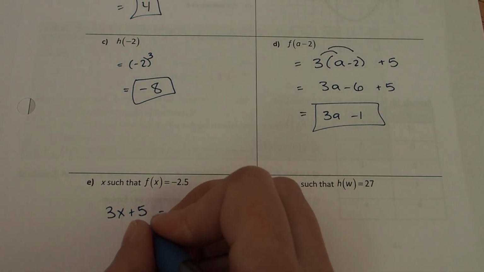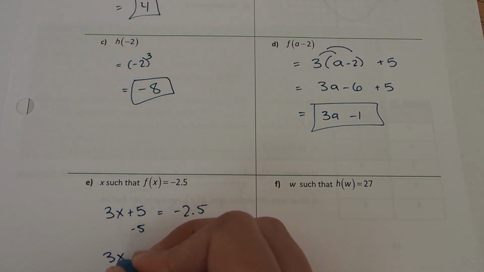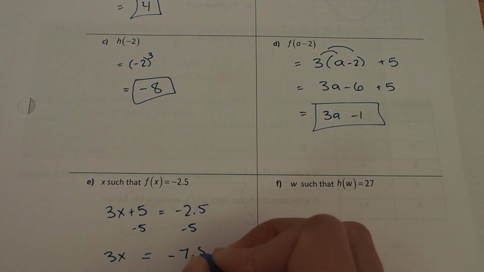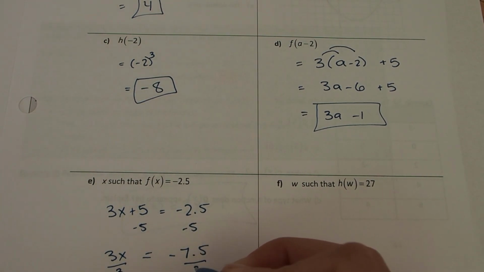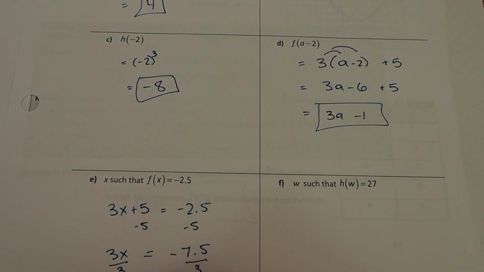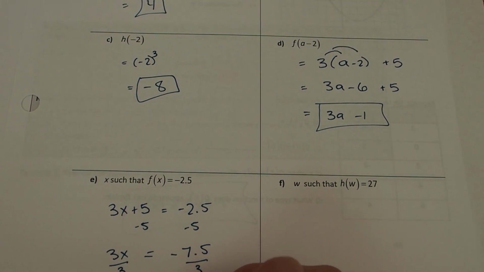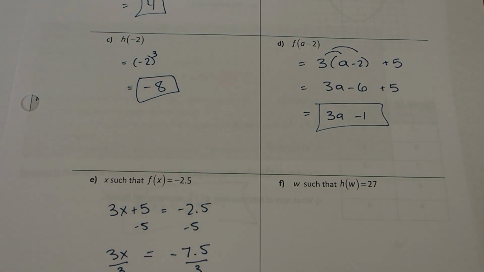So the first thing to do is subtract 5 from both sides. If I subtract 5 from both sides, then 3x is equal to -7.5. And then I need to divide both sides by 3 to solve for x. And if I divide both sides by 3, that's going to give me -7.5 divided by 3 is -2.5. So I end up with an answer of x equals -2.5.